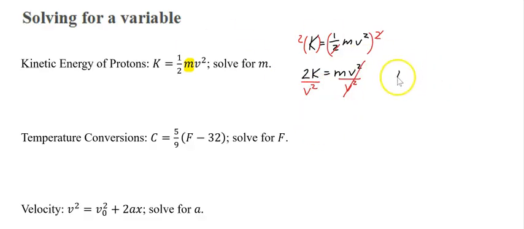And now we know that m is equal to, well, what? 2k all over v squared. Now we have our m value if it's something that we needed. And so that's exactly how a question like that would work out.